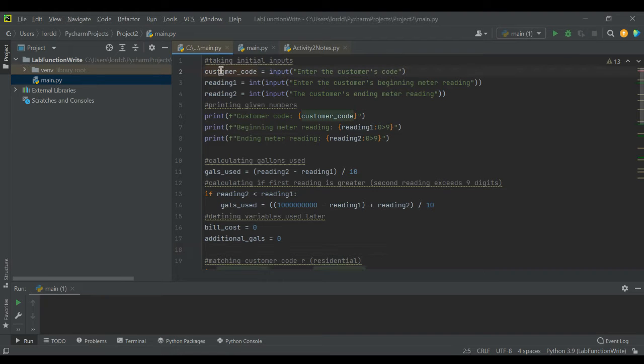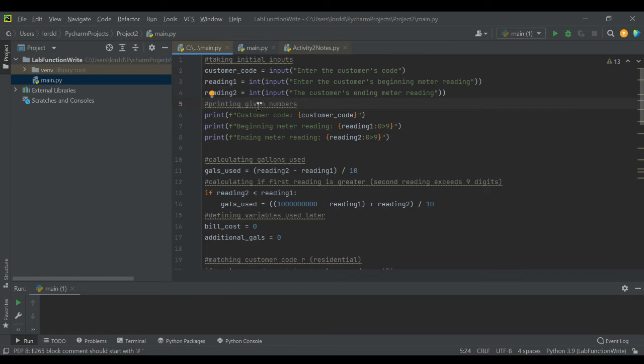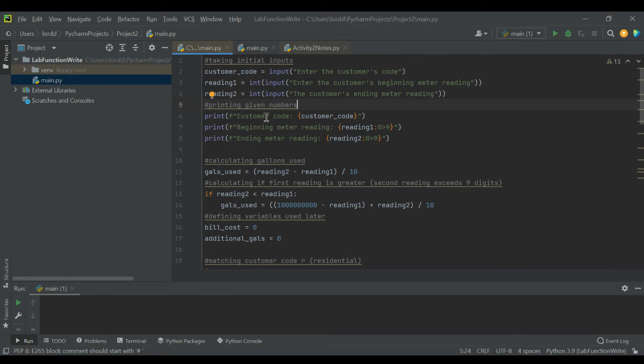So to begin with, it starts with taking the inputs from the customer, beginning with the customer code, which is taken as a string, and the 2 meter readings taken as integers. Next, I print these given numbers using F strings. So first I print the customer code, print the beginning meter reading, and then right here what this does is it formats it to make it 9 digits. Same thing for the second meter reading, ending meter reading, and then it formats it to 9 digits.